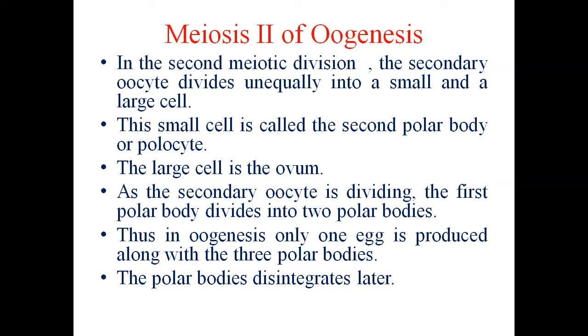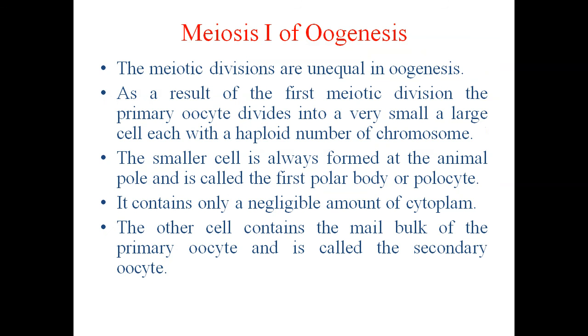Dear students, now the meiosis second of oogenesis is equal to mitosis. In the second meiotic division, the secondary oocyte divides unequally into a small and a large cell. The small cell is called the second polar body or polocyte. The larger cell is the ovum. As the secondary oocyte is dividing, the first polar body divides into two polar bodies. Thus, in oogenesis, I can conclude, only one egg is produced along with three polar bodies. Later on, these polar bodies disintegrate.